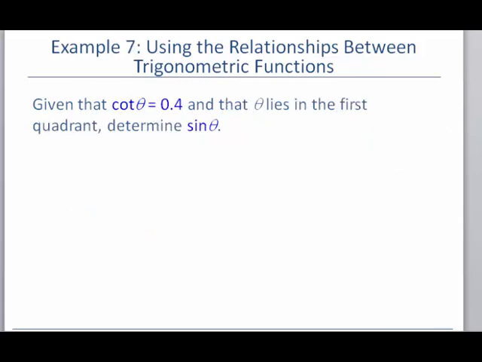All right, our last example tells us that we're given that cotangent is equal to 0.4 and that theta lies in the first quadrant, and they're asking us to find sine. So this is actually a little bit easier of a problem because we're told which quadrant to put our angle in. We know that we're dealing with a first quadrant angle. So I'm going to go ahead and draw an angle in the first quadrant. And we're going to drop a line down to the x-axis to make a triangle.